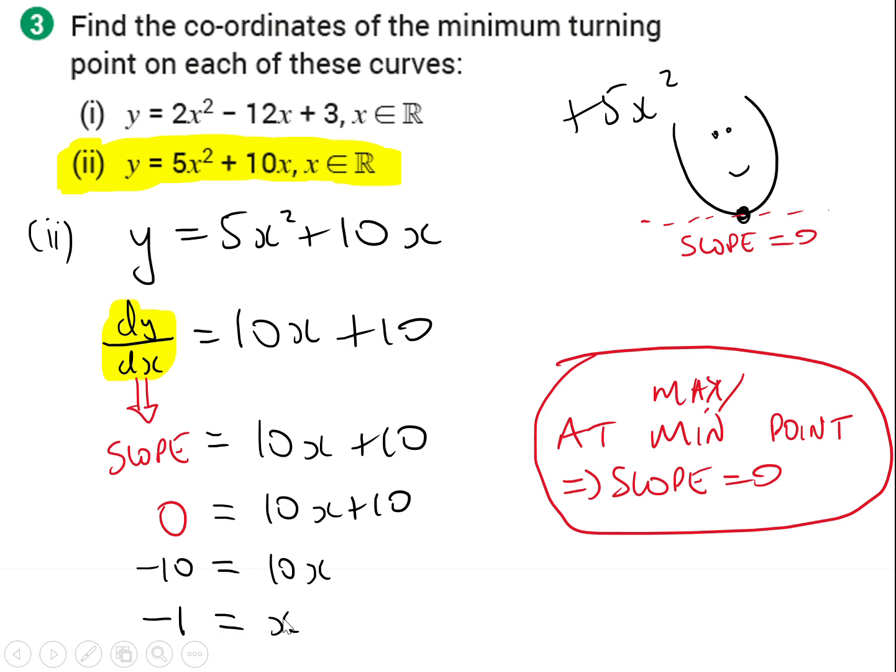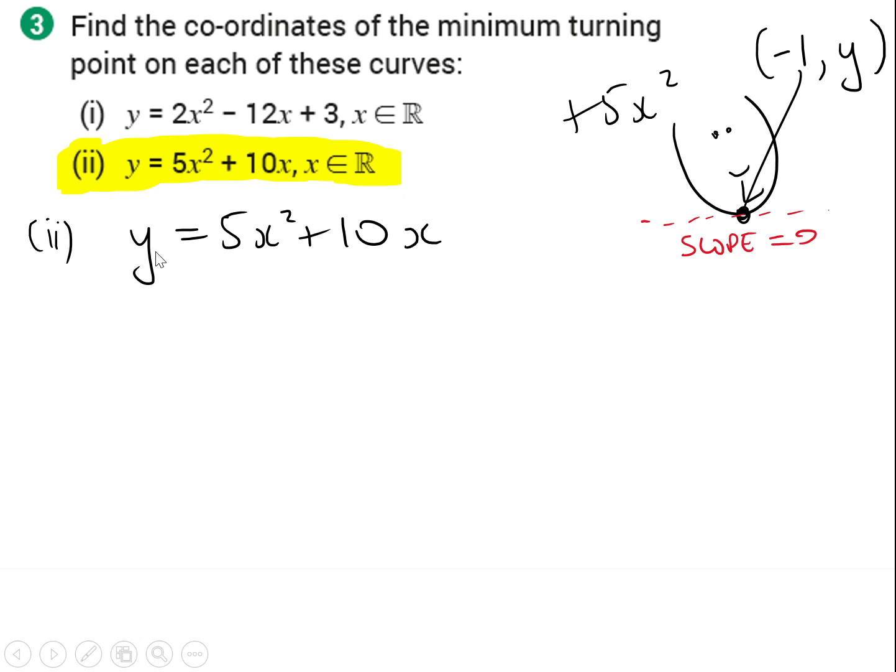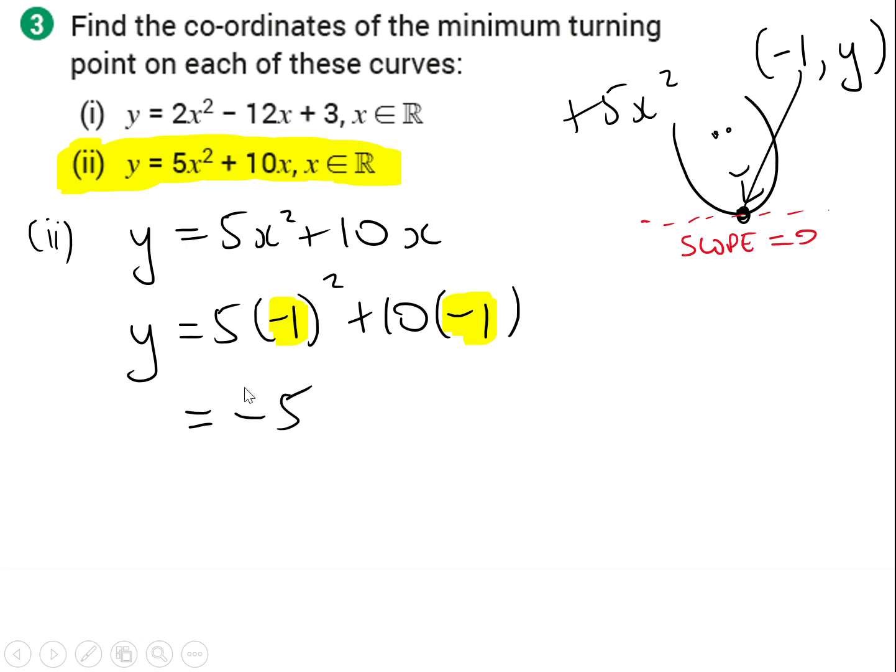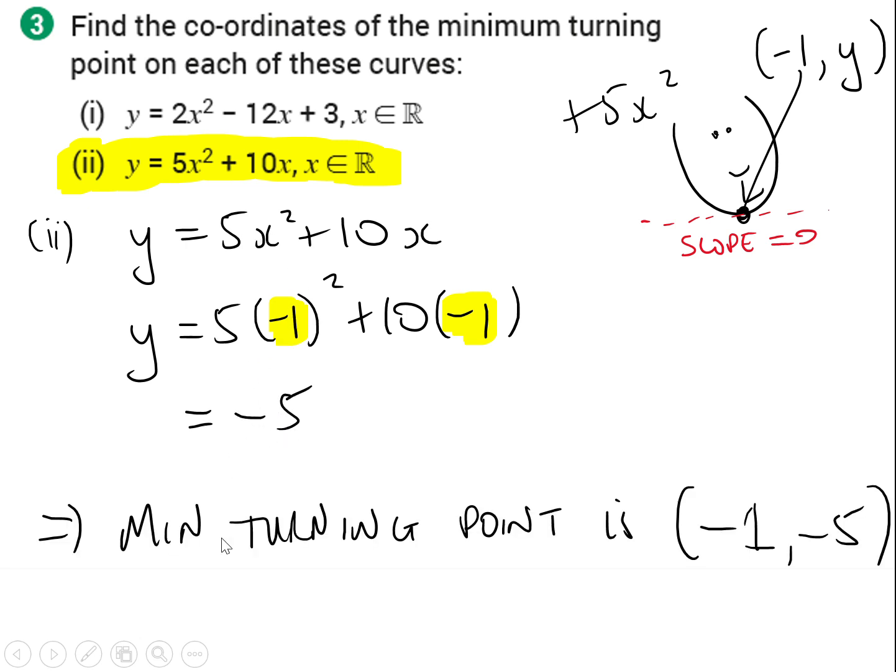So there is our x value now, but remember we've got a coordinate pairing to find a point. So at the min point I have minus 1 for x. I don't know my y value yet, but to do that, I can use this piece of information up here. This is the function y is equal to 5x squared plus 10x. I'm quite literally going to sub in minus 1 for x, and that will find me a y value of minus 5. And now we have the minimum turning point is minus 1, minus 5, and that's the question done.